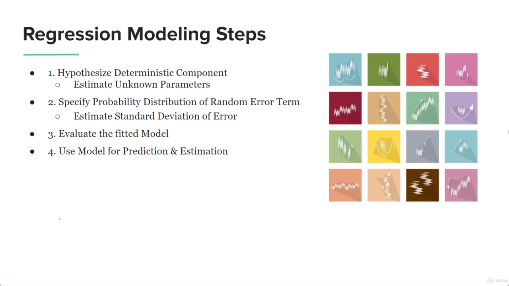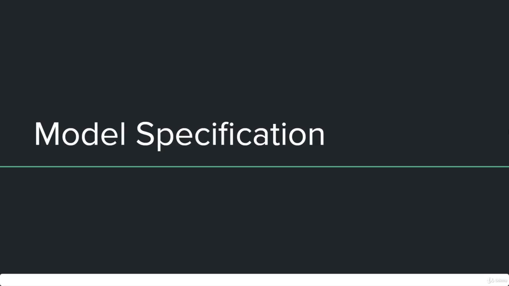After we have used the equation to represent the variables, we move on to the evaluation step. After we have evaluated, we're going to use the model for prediction and estimation. That will be the final step. Let's talk about model specification.